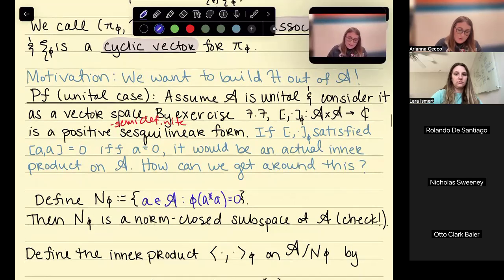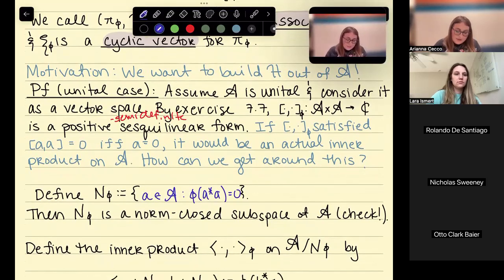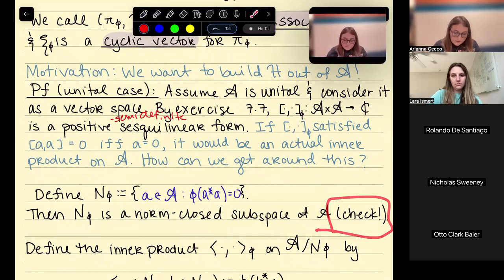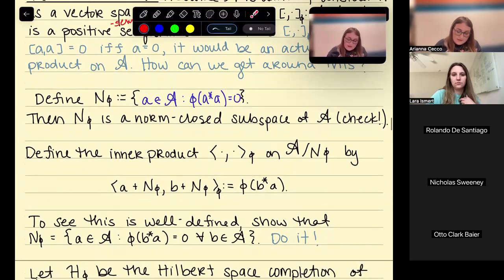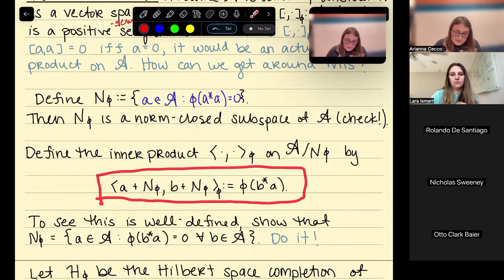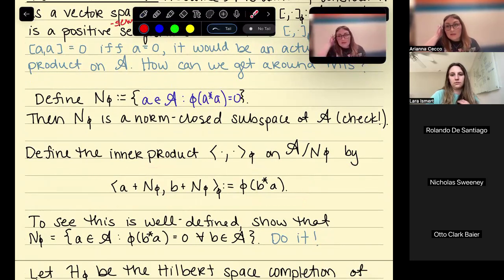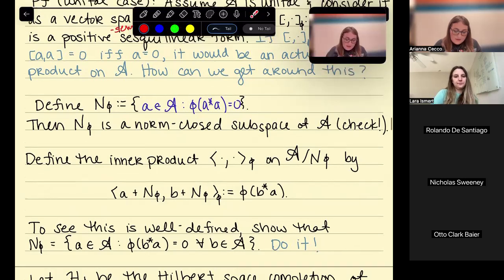All right, so then n sub phi is a norm closed subspace of A. You should check this. And we can define an inner product on the quotient in this way. So it's almost exactly like what we had above with the sesquilinear form, but now our elements are like this.